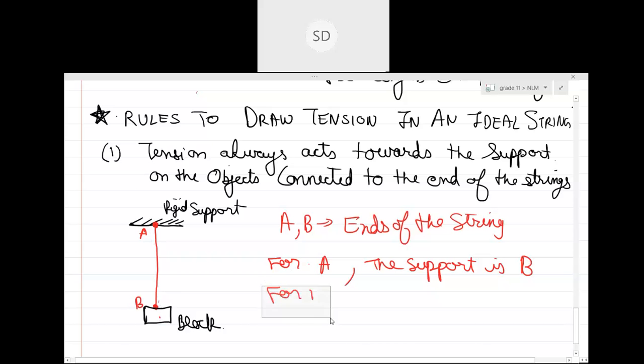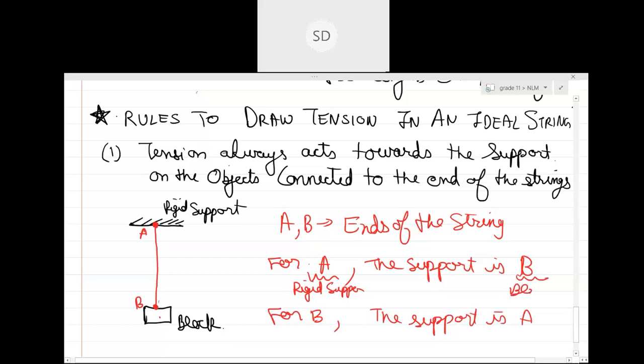Yes. So for B the support is A. Please remember A is nothing but the rigid support over there, and B is nothing but the block. So can you see, for the rigid support the support is the block, and for the block the support is the rigid support. Instead of naming it a rigid support, you can name it roof or anything else you want, as long as you don't get confused. This is the terminology which we are using.